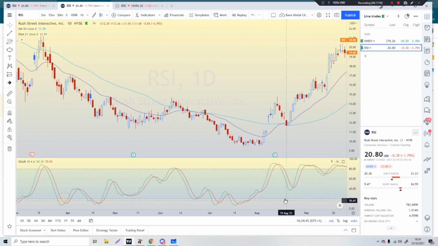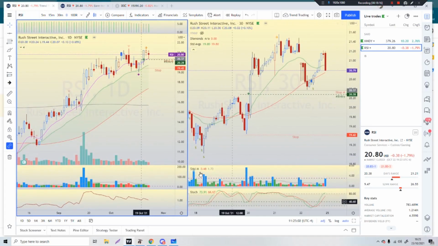So because that's a turning point in that stochastic, that's a safe stop. The low down here is also a good area for a safe stop, but it helps you determine where those stops actually can be. In my day-to-day trading, I tend to use it here. This is a 10-4-4 stochastic on a 30-minute chart, and I use that for placing stops and looking at when is an entry a viable entry.